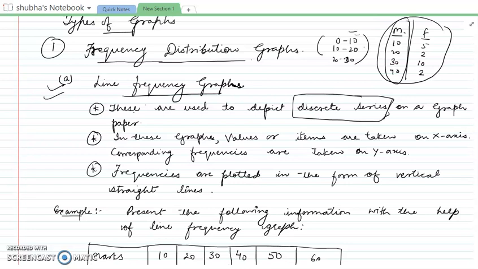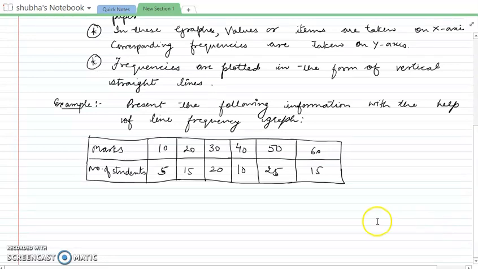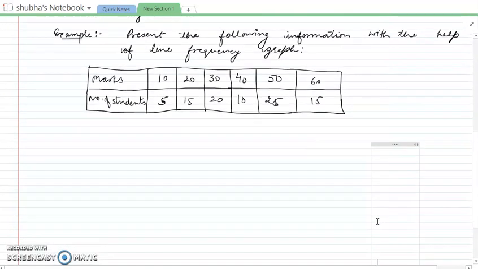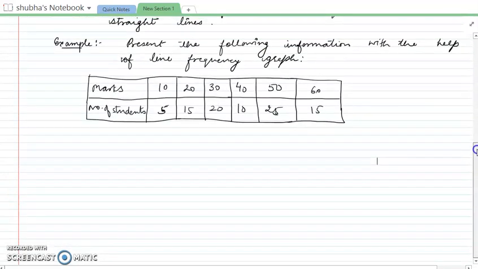Next, frequencies are plotted in the form of vertical straight lines. Vertical straight lines, because here we are talking about line frequency. That means here we will make only a line vertically and plot it on a graph paper. So suppose we have this question in front of us, and I'll explain how to plot it on a graph. Suppose this is the example: present the following information with the help of a line frequency graph.